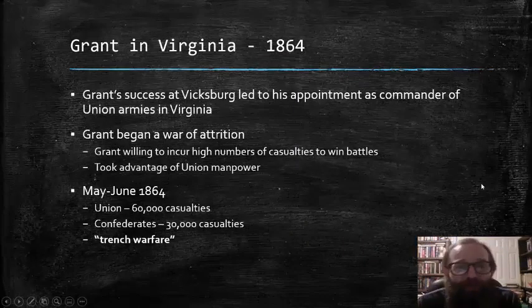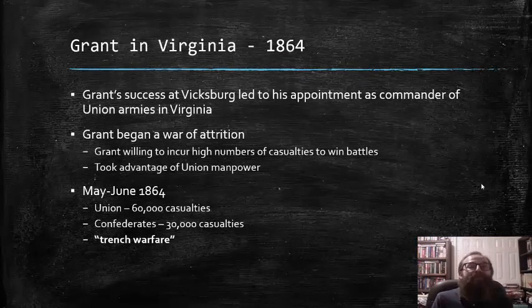After Ulysses S. Grant's successful siege of Vicksburg, he was appointed as commander of the Union armies facing Robert E. Lee in Virginia. And Grant began a war of attrition. Ulysses S. Grant was willing to incur high numbers of casualties to win battles. It was an all-or-nothing effort for Grant. He took advantage of Union manpower to justify this sort of tactic.